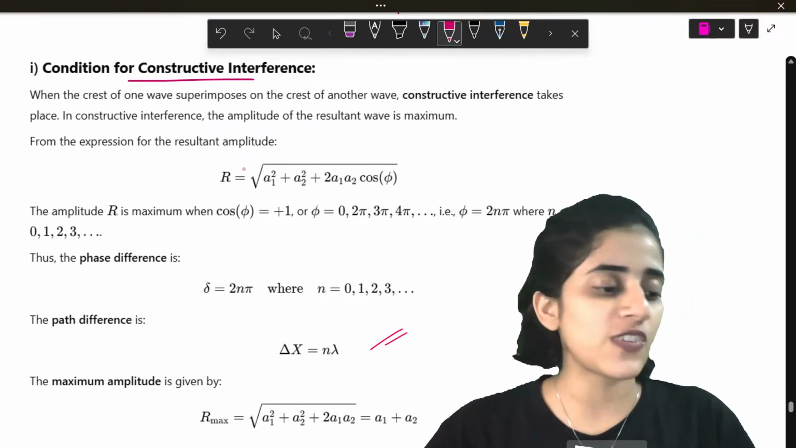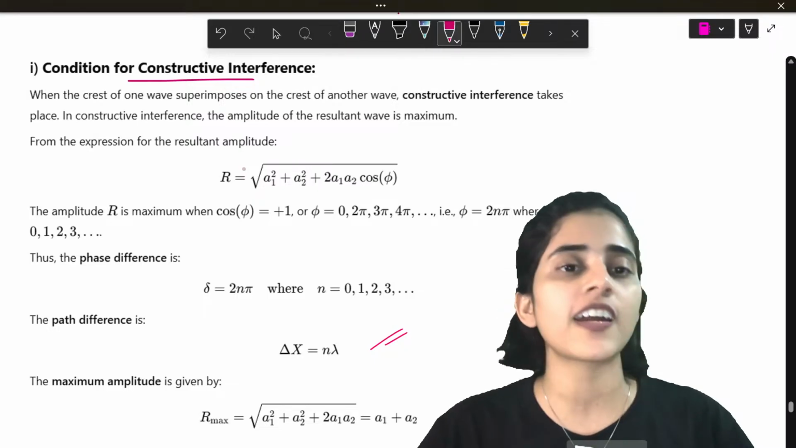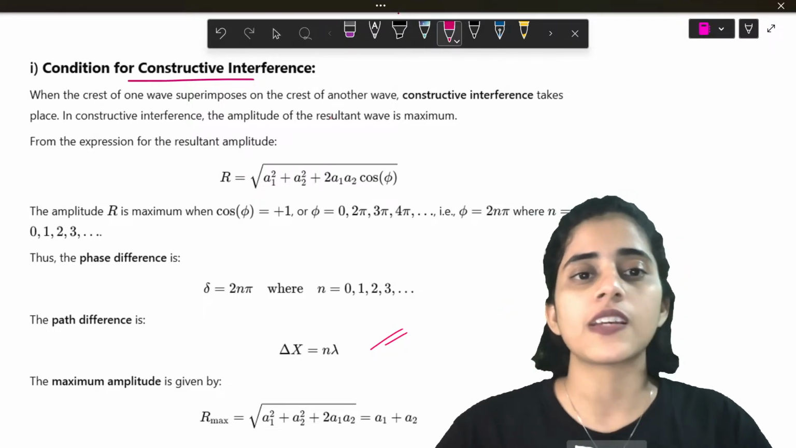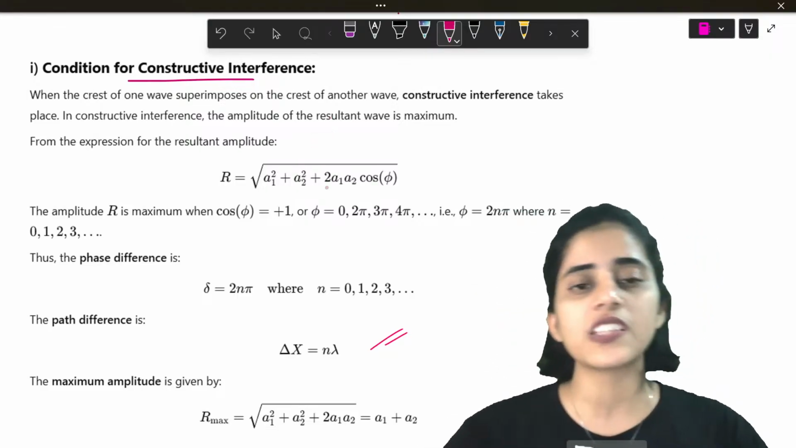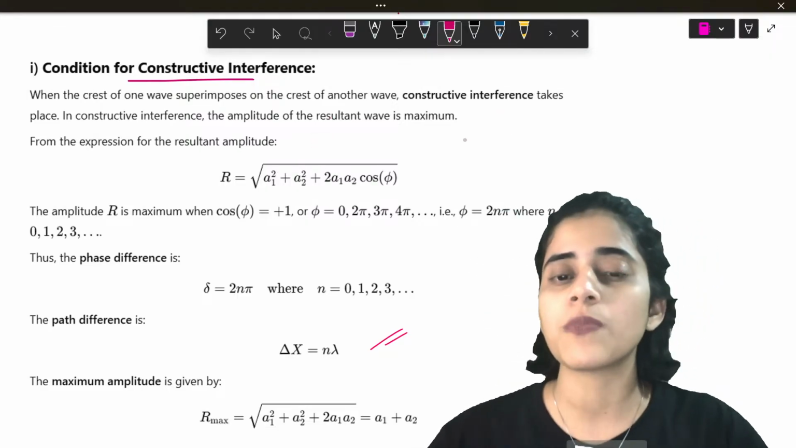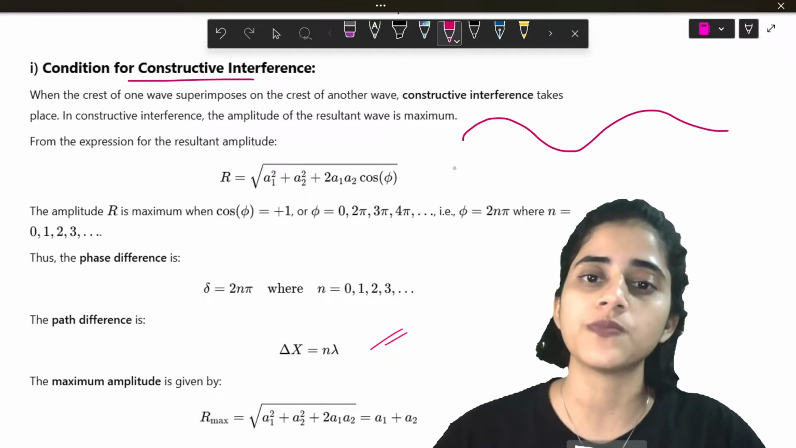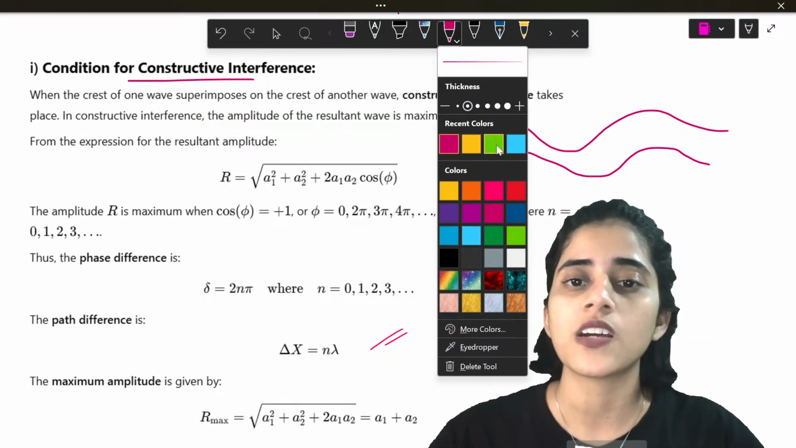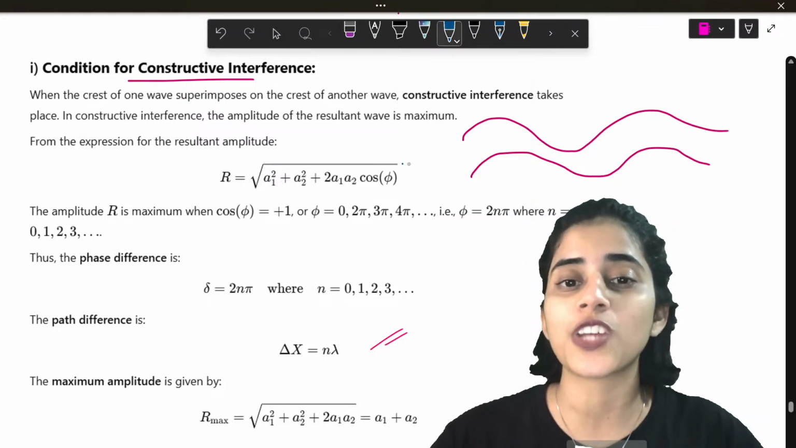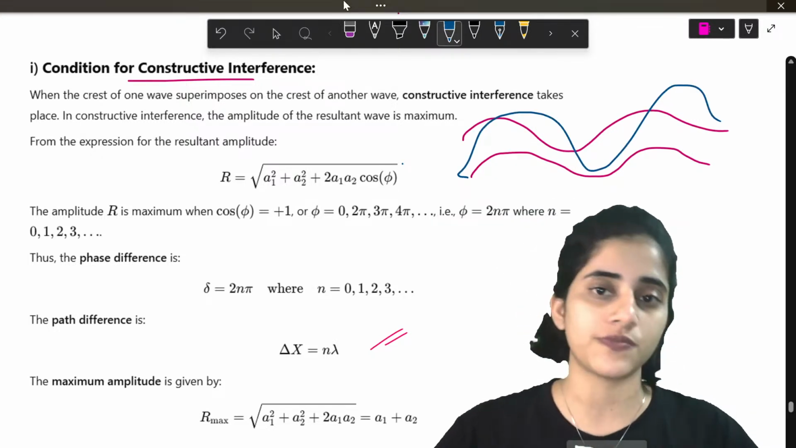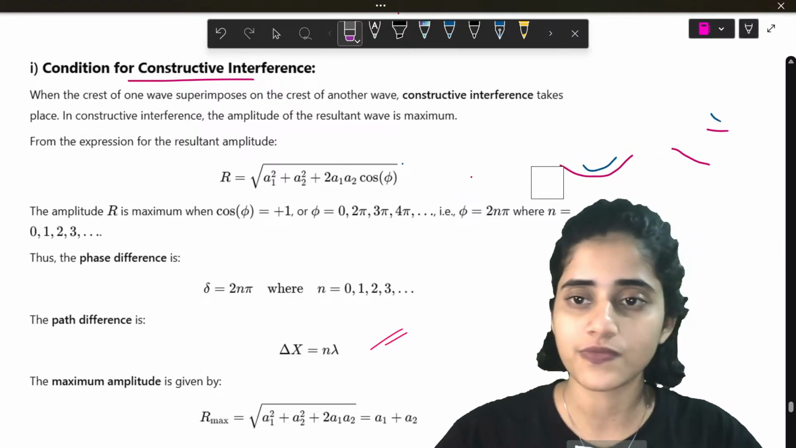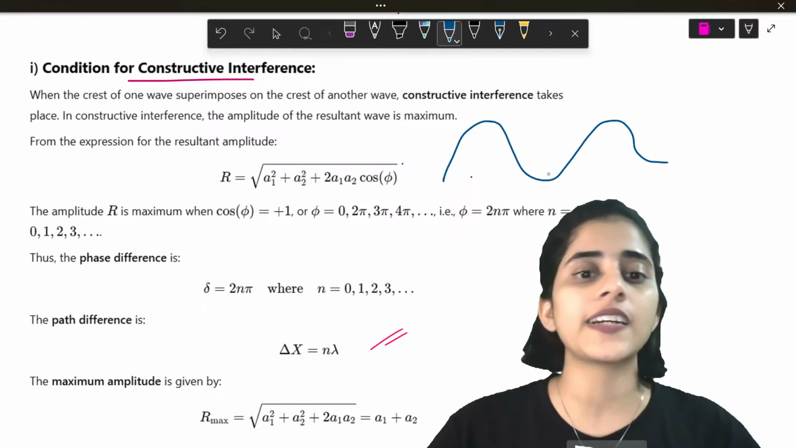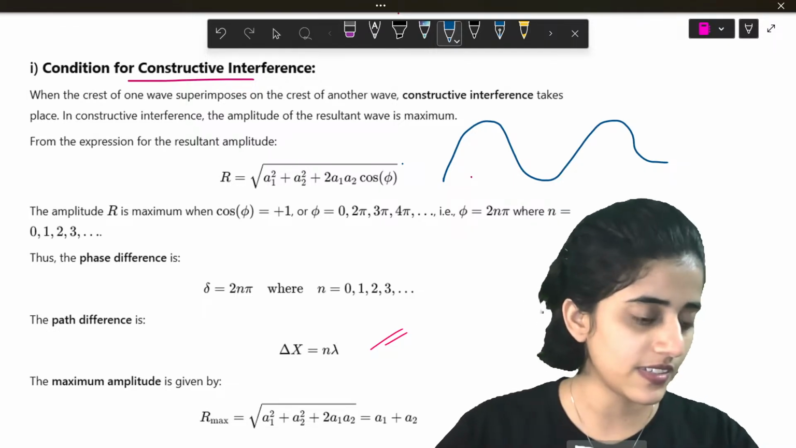Next, first we will look at the condition for constructive interference. So now I'll tell you what is constructive interference and what is destructive interference. Imagine you have a wave like this. You have another wave like this. They superimpose, and what happens? You get a big wave. That is constructive interference.